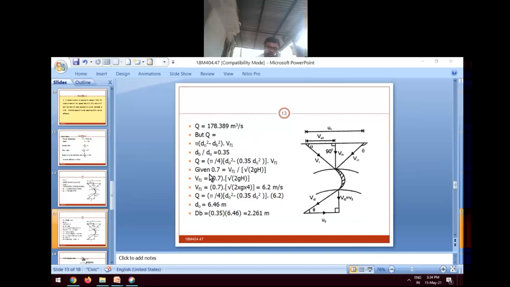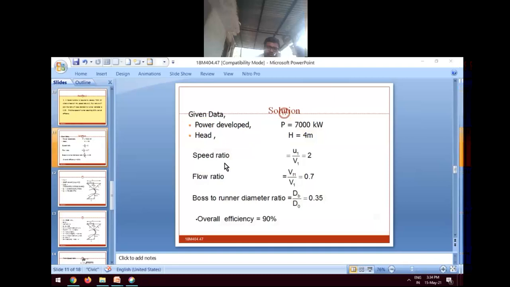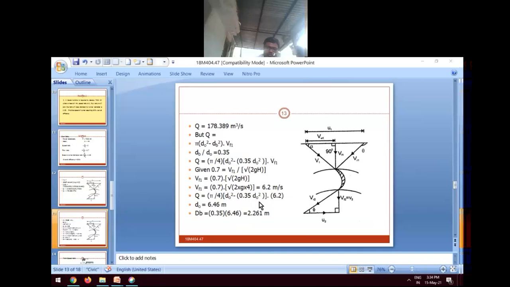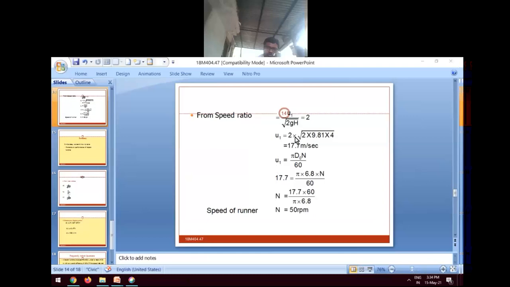From that you can calculate the flow velocity. Flow ratio is Vf1 by V1. Using this flow ratio equation you can calculate the flow velocity, and using the speed ratio you can calculate the curved vane velocity. From that you can get Vf1 equal to 6.2 meters per second. DO and DB are also calculated. Then you can get the speed ratio using this formula, with u1 as 17.7. And from this formula you have to calculate the speed of the runner, that is 50 rpm. Like that you have to get the answers.